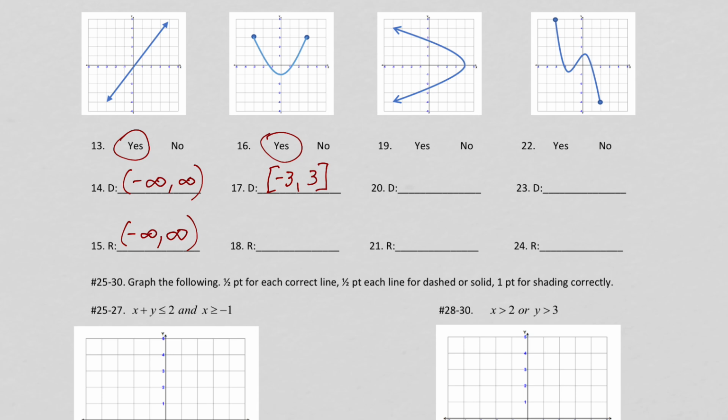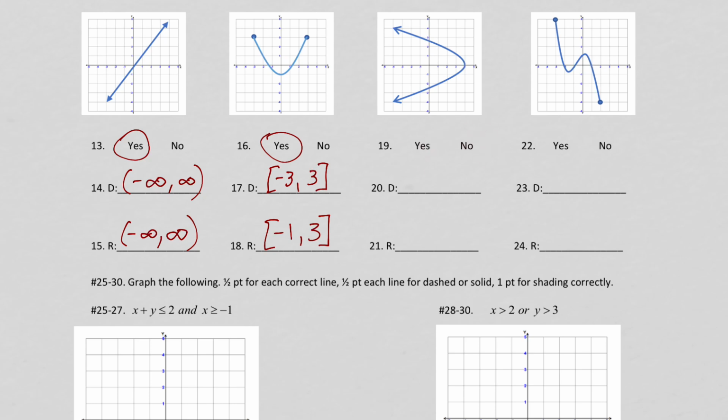The range is how far down we go. We can go down as far as -1, and it is hitting the -1, so we need to use a bracket. And we're going up as high as 1, 2, 3. So the range goes to +3. And again, we have to use a bracket because there's a filled in circle there.